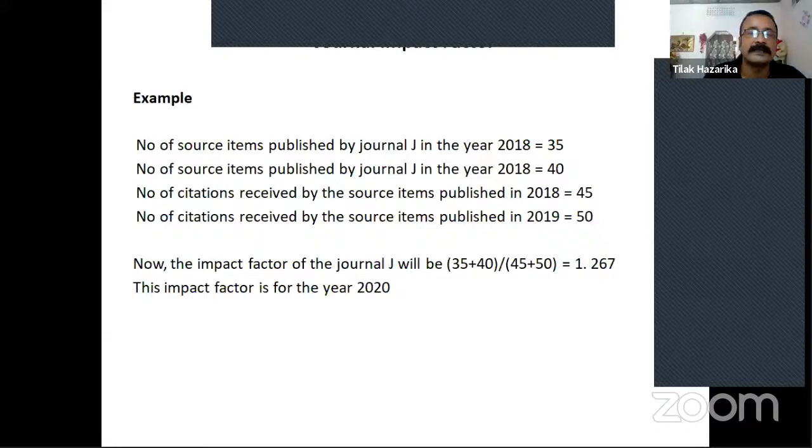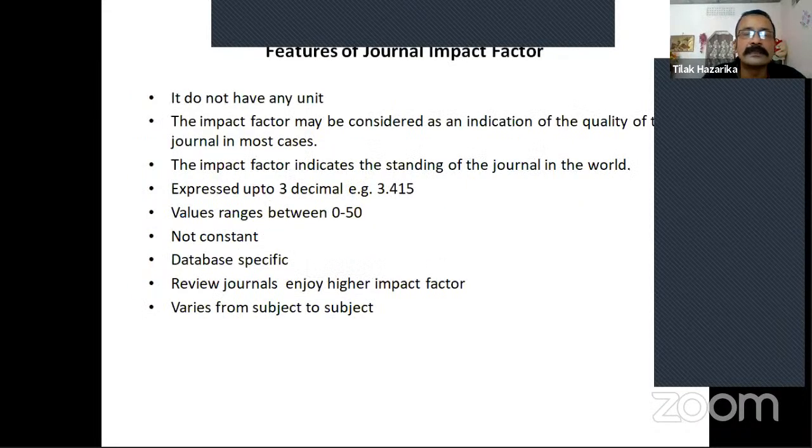So these are the features. It is a simple unit, published up to 3 decimals, and its value ranges from 0 to 50. There are some journals which have very high impact factors, particularly in chemistry, engineering, medical science, and so on. They go up to 45 to 48, up to that extent. There are also certain journals which have 0 point something, like 0.1, 0.2. But it is again domain specific.